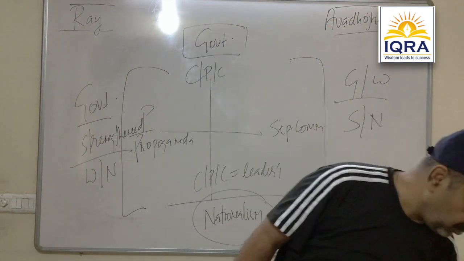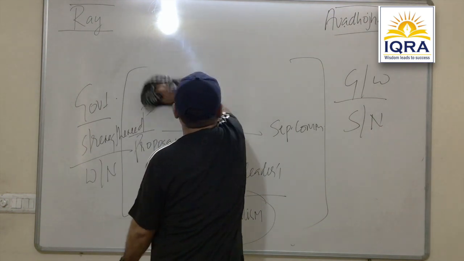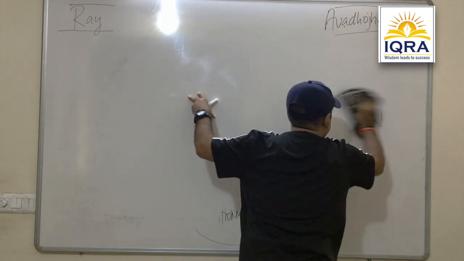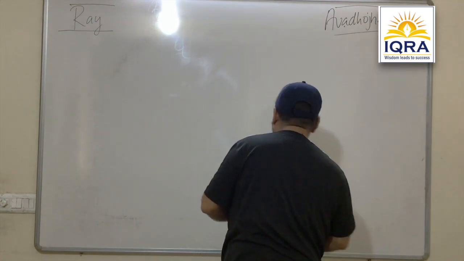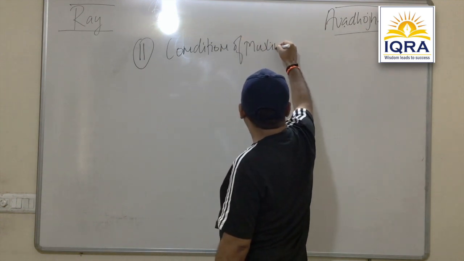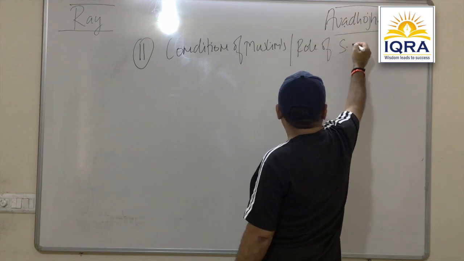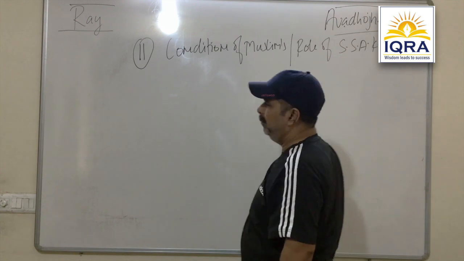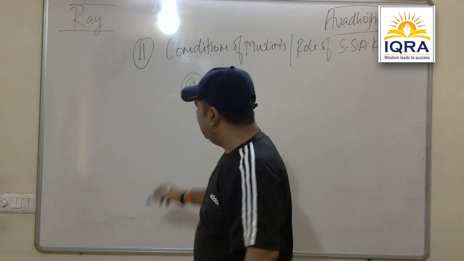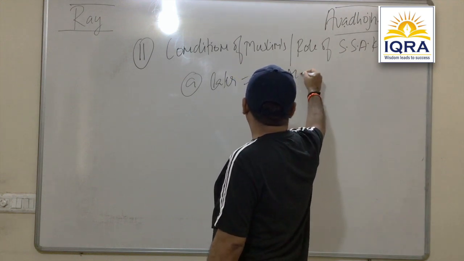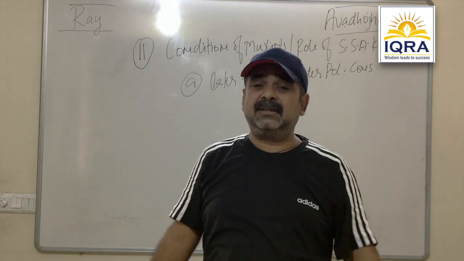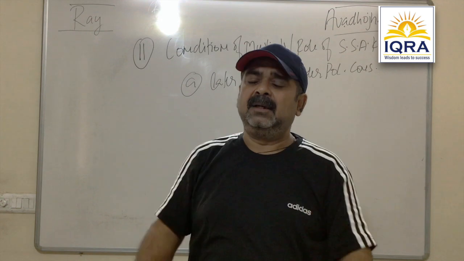First reason, role of the government. Second reason, very important reason. Condition of Muslims and role of Sir Syed Ahmad Khan. Condition of Muslims, late emergence of modern political consciousness. It is said that there is a generation gap between Hindu and Muslims in accepting the modern ideology.